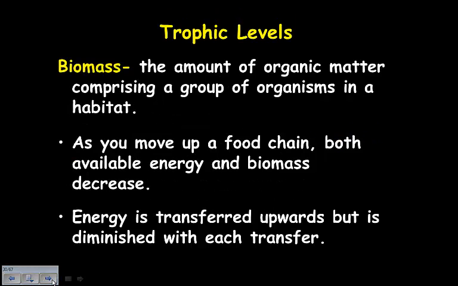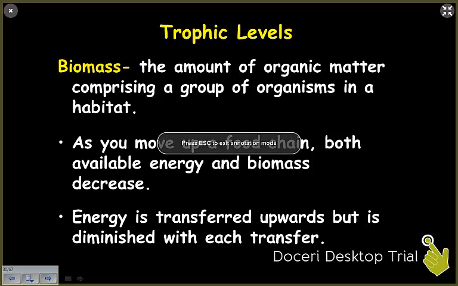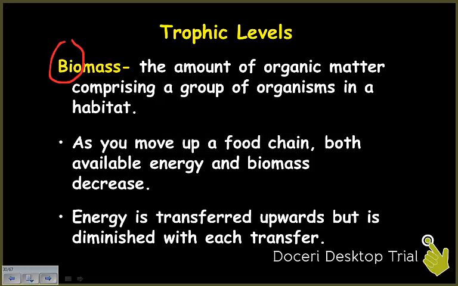All right, so of course we know that bio means life. So biomass is the amount of organic matter. And what did we say organic was? Think, think. Organic, it contains carbon. So it's the amount of carbon-containing matter that is comprised of a group of organisms in a particular habitat. So how much organic matter is in there? As you move up the food chain, both the available energy and the biomass decrease.